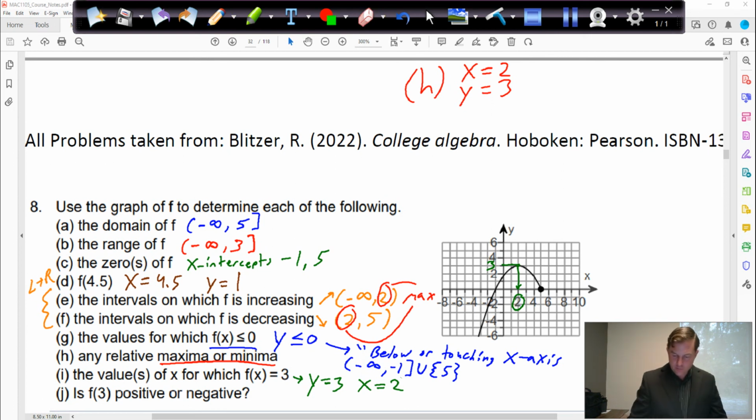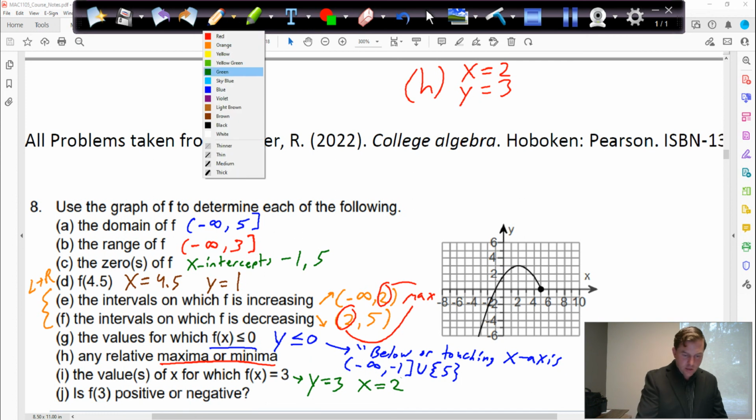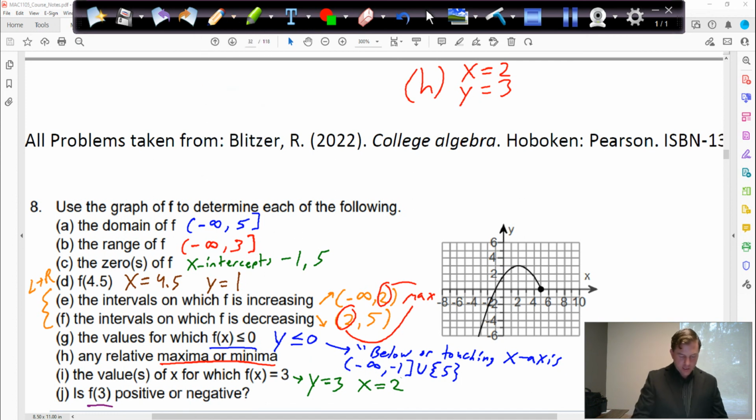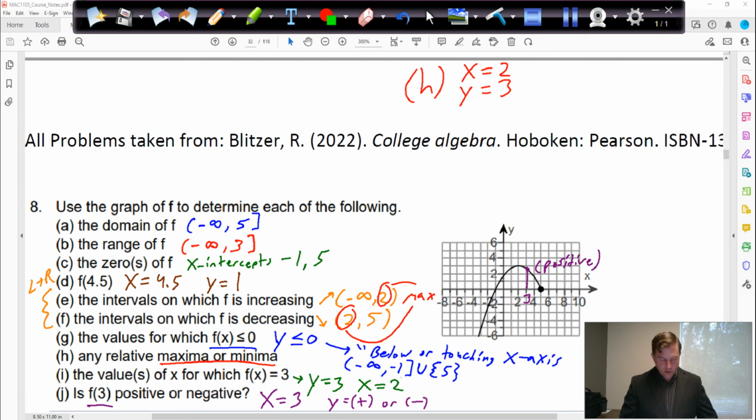Last question. Is f of 3 positive or negative? So this says x equals 3. Is y positive, which means it's above the x-axis, or is it negative, which means it's below the x-axis? So we go to x is 3, and we go up, and since I went up right away, that's a positive number. So we would pick positive for this. If I had gone down to get to the graph, it would have been negative. Okay, so that's 8.